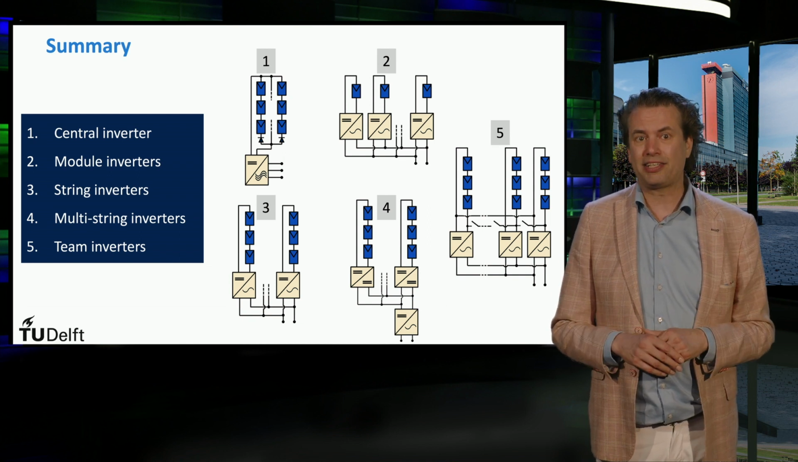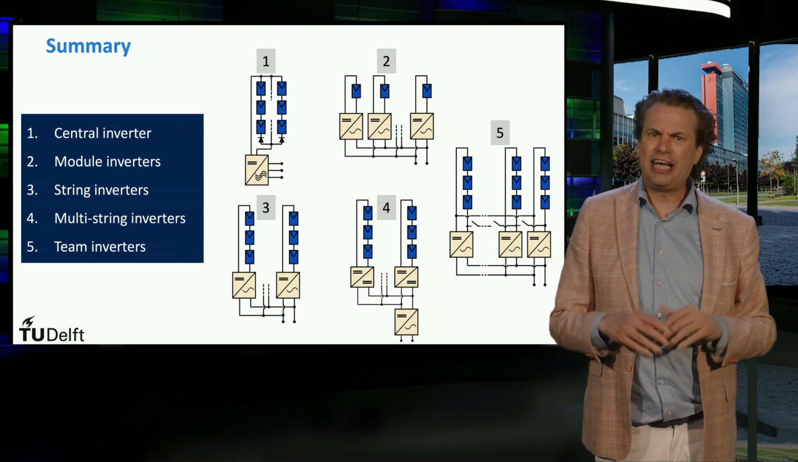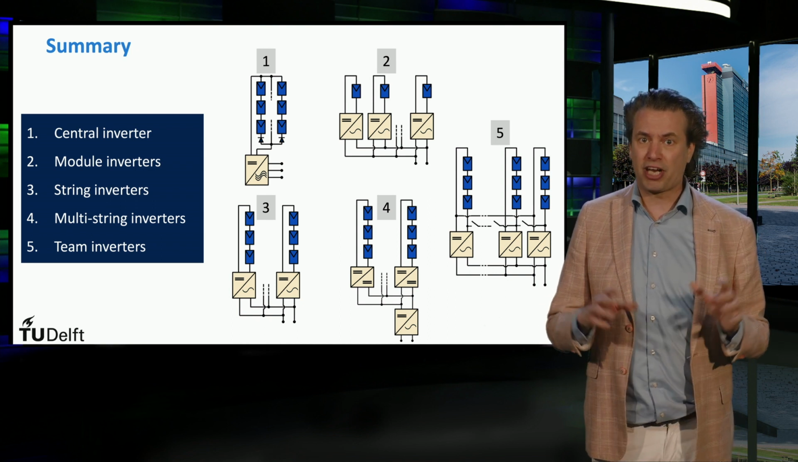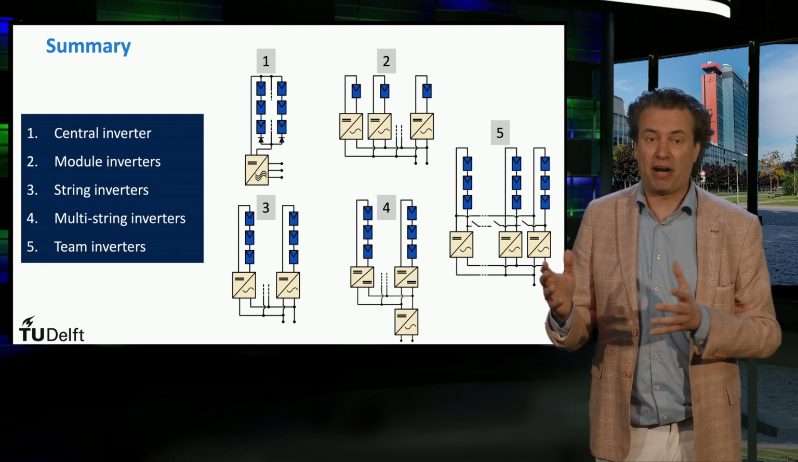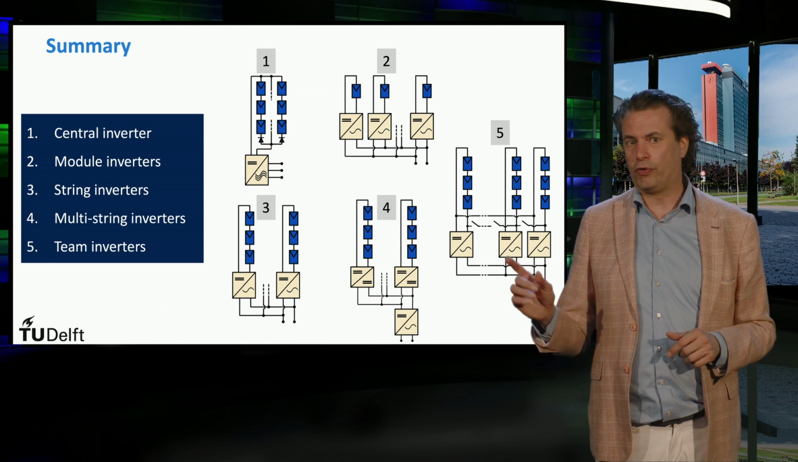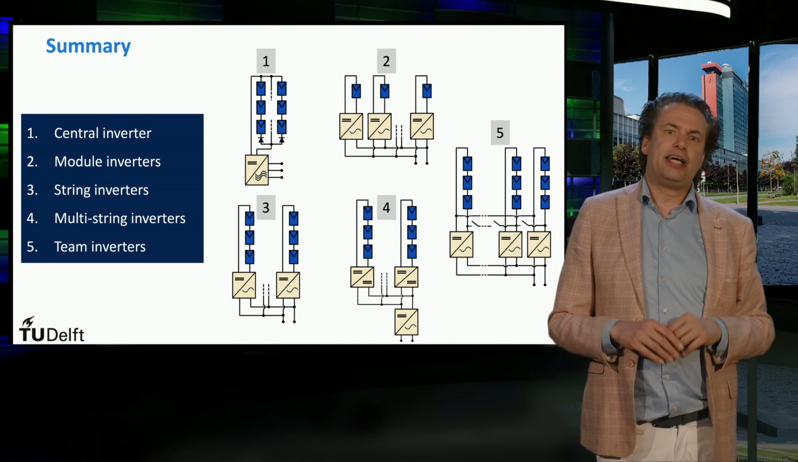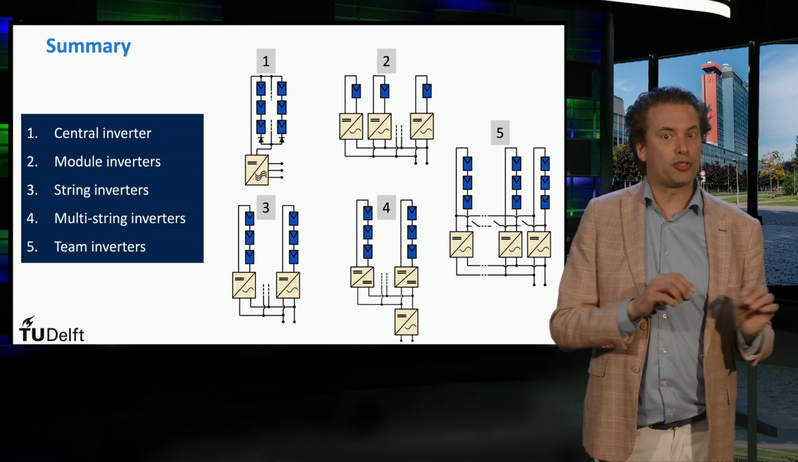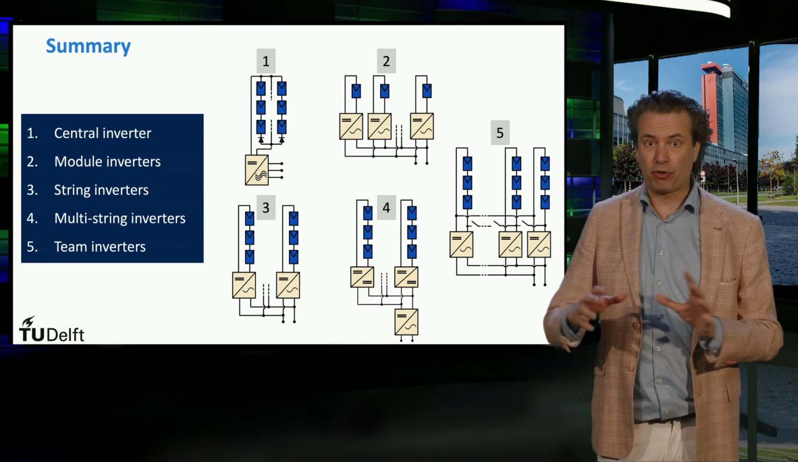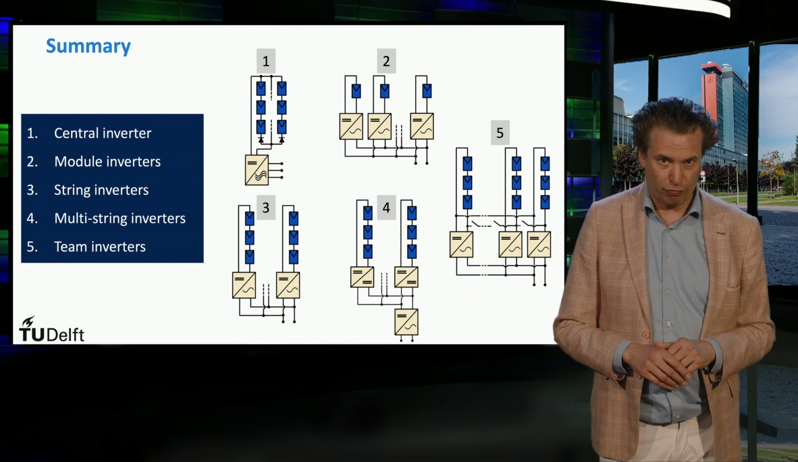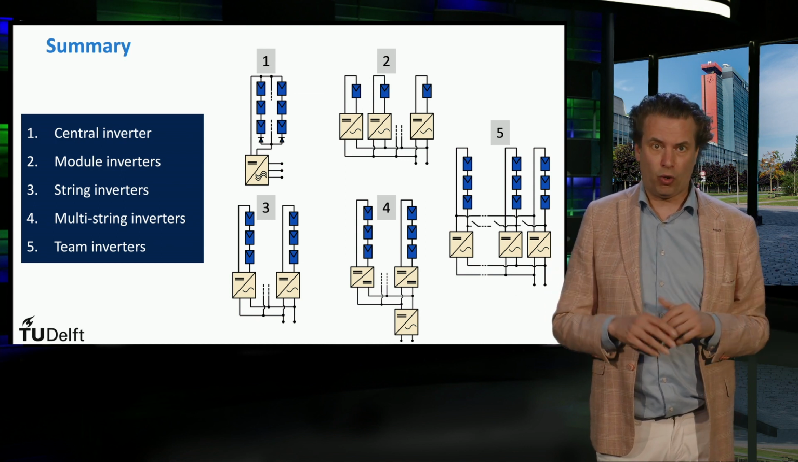Next, we had a look at a system concept which utilizes string inverters. In this case, each string of panels in series is connected to one single inverter, and then several inverters are connected in parallel between them. The fourth architecture is the multi-string inverter. In this case, each string of PV panels is connected to a DC-DC converter that adapts the voltage level to meet the requirements of a single central inverter. Here the DC to DC converters are all in parallel.